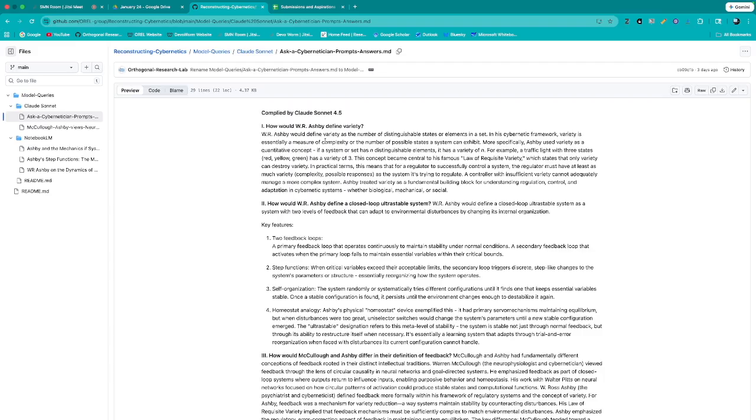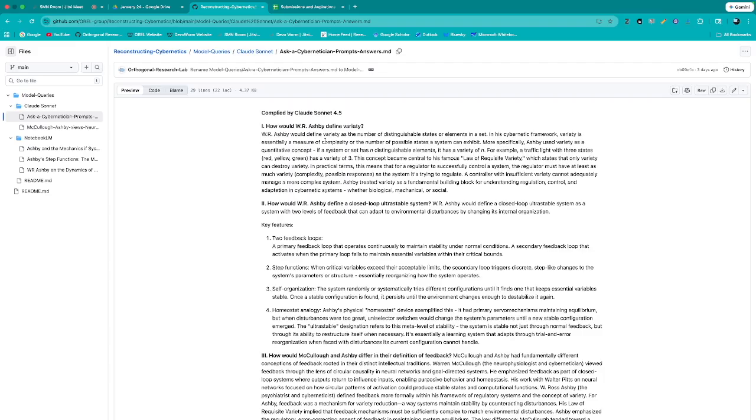Number 3 is self-organization. So this is self-organization in the sense of the cyberneticians, not necessarily the self-organization that the people at the Santa Fe Institute talk about. The system randomly or systematically tries different configurations until it finds one that keeps essential variables stable. Once a stable configuration is found, it persists until the environment changes enough to destabilize it again.